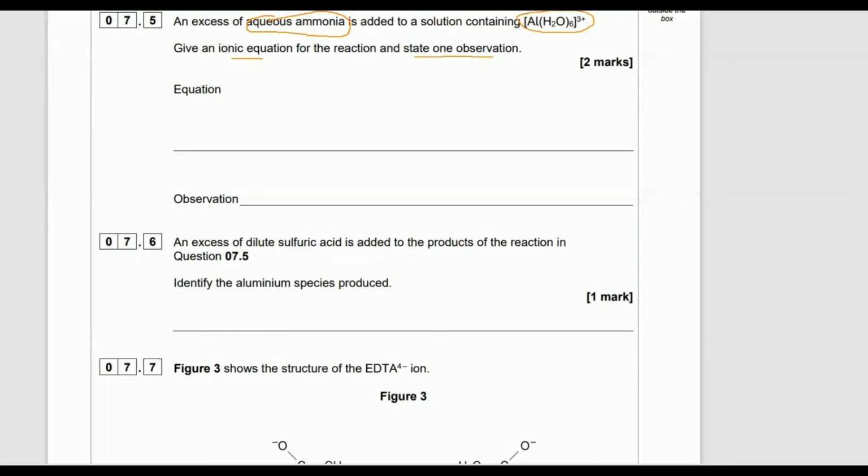So let's first of all write out the equation. We've been told we've got ammonia. Don't really need to put the 3 there yet. That will be part of the balancing. So we've got the ammonia. We're told it's aqueous, so let's put the state symbol in there. Then we're told it's added to this solution. So Al(H2O)6, close the bracket, put the 3 plus charge outside, aqueous. So we're told these are the reactants.